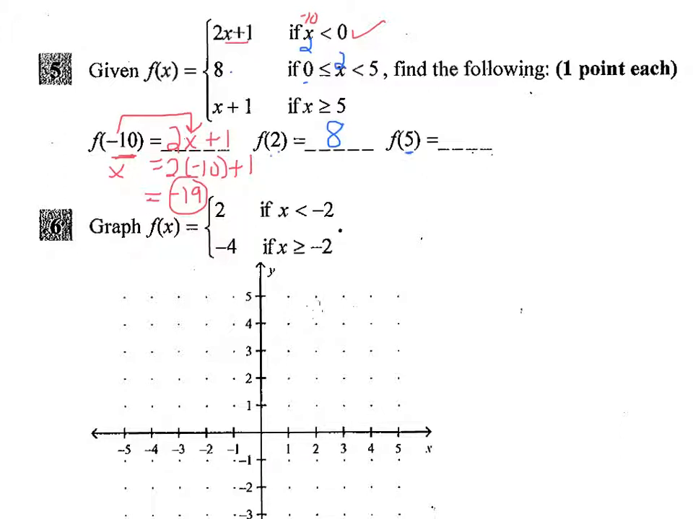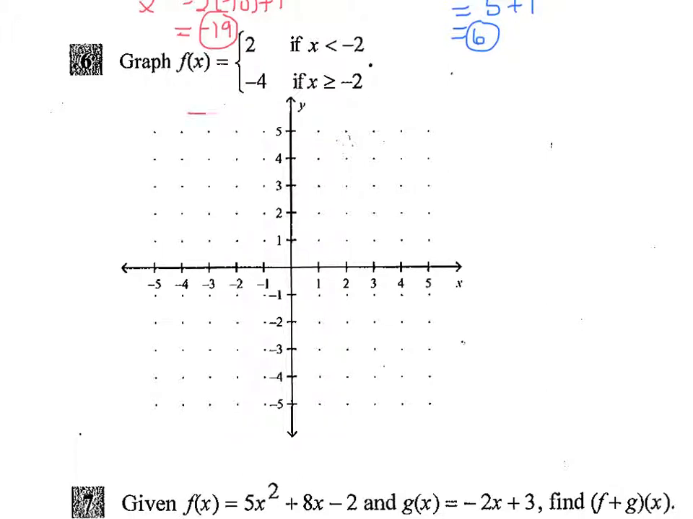Now let's try the 5. Is 5 less than 0? No. Is 5 in between 0 and 5 but not including 5? Nope. But is 5 greater than or equal to 5? Yes. So we'll use the x plus 1, but that's not our final answer. We take the 5 and plug it in for x. So the answer here is 6.